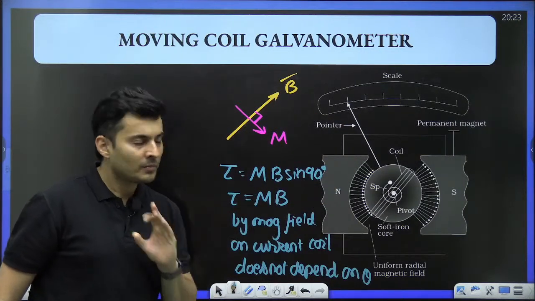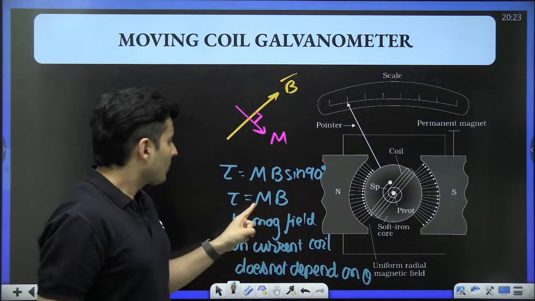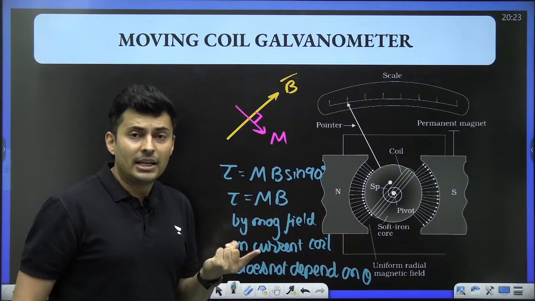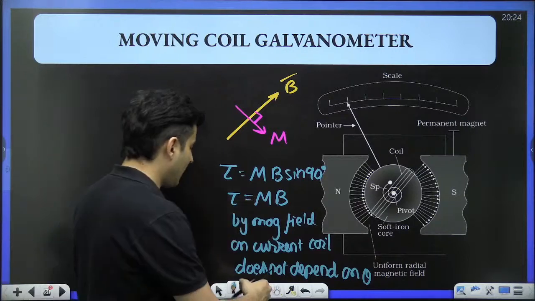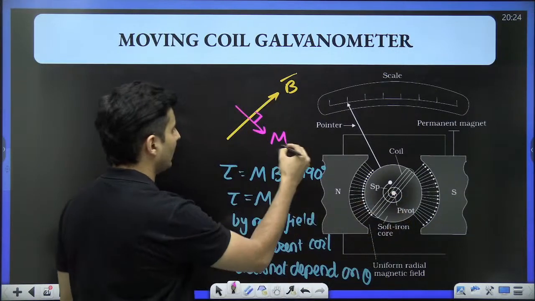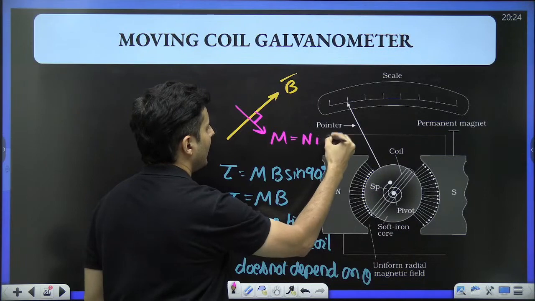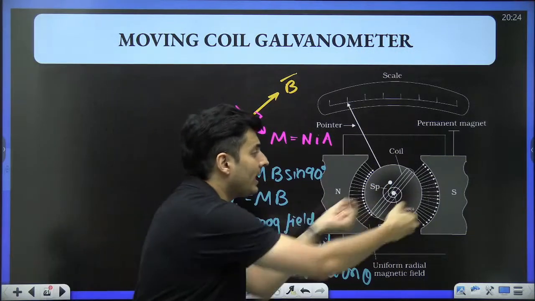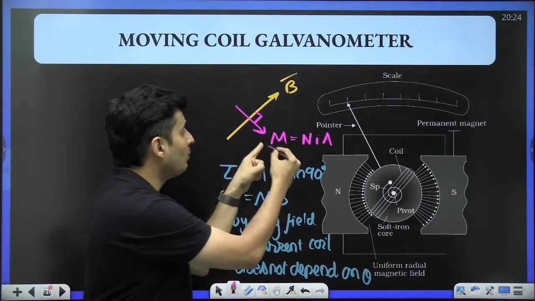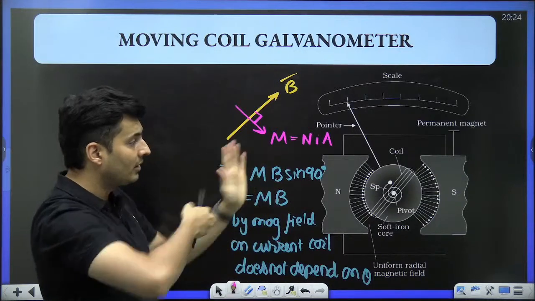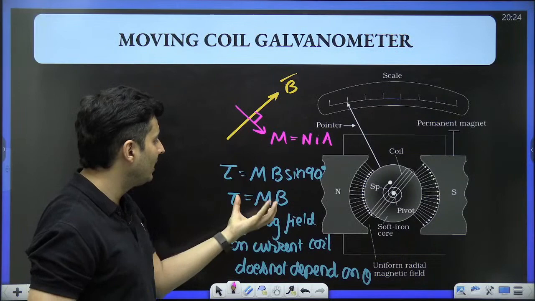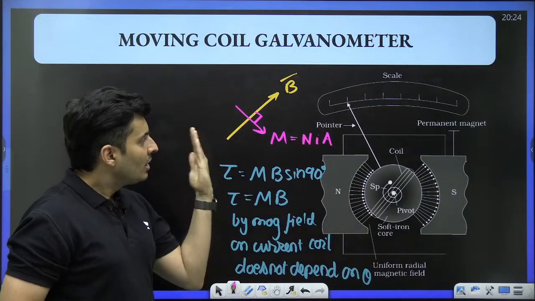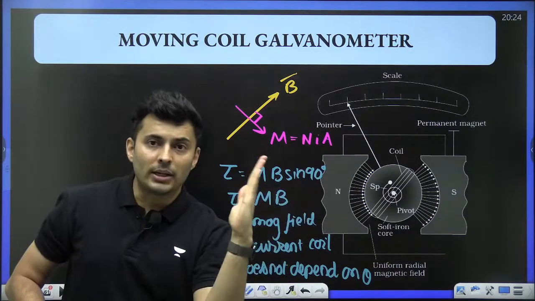Is that clear? Okay. Now, what is this M? M is magnetic moment. What is it? NIA. So technically, this M I can always write as NIA. So if I pass more current in the coil, there will be more magnetic moment, there will be more torque. If I pass less current in the coil, less magnetic moment, less torque. Because of the torque, the coil will rotate.